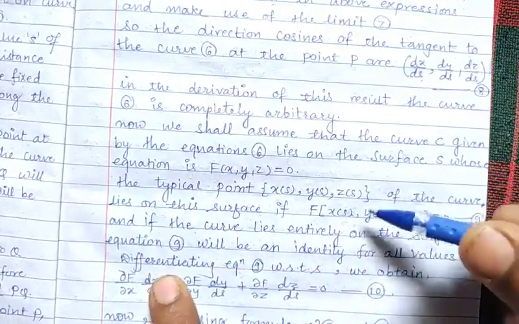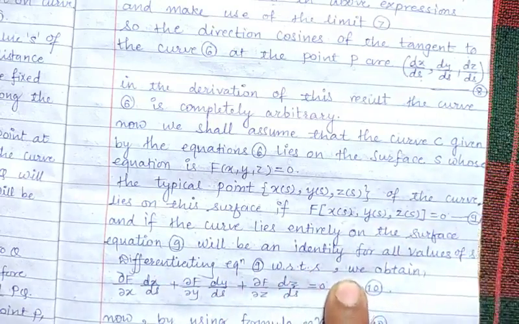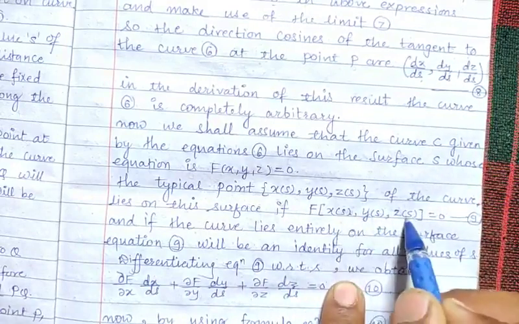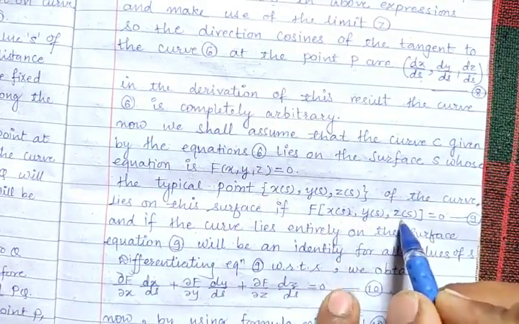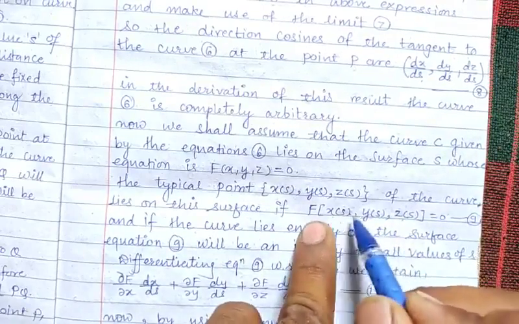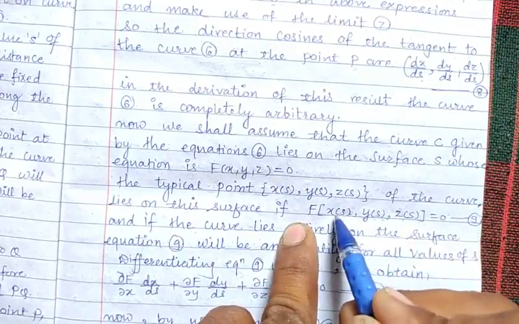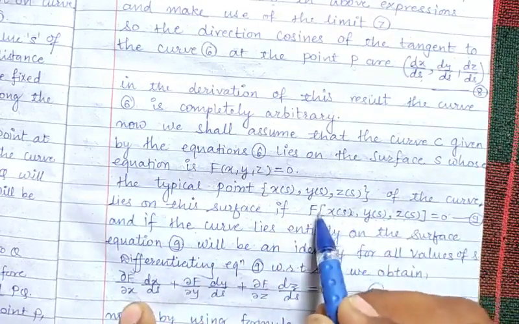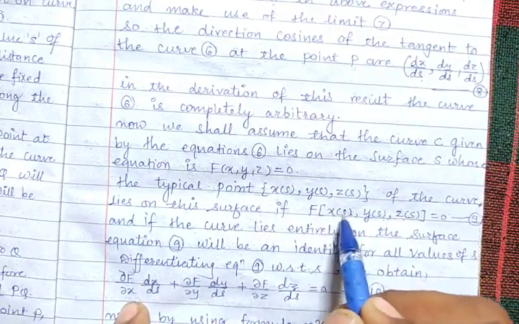So differentiating equation 9 with respect to s, we get, so here x, y, z is a function of s and f is a function of x, y, z. Okay, remember these things: x, y, z is a function of s and f is a function of x, y, z. So differentiating, first we differentiate f with respect to x and then we differentiate x with respect to s.